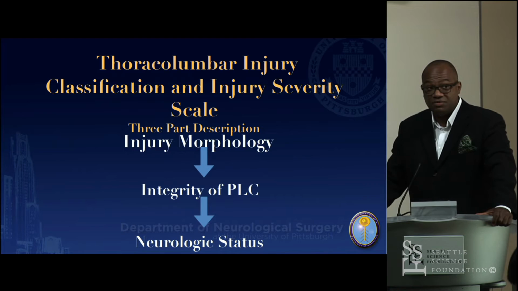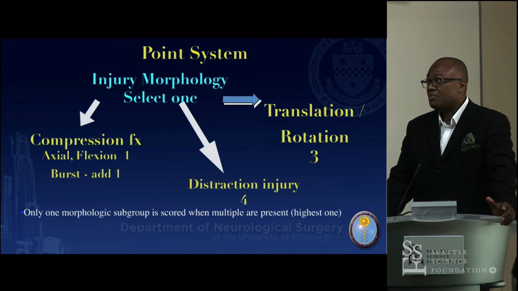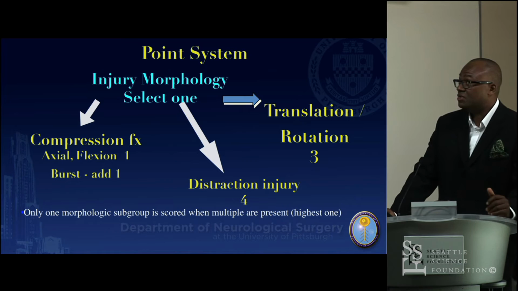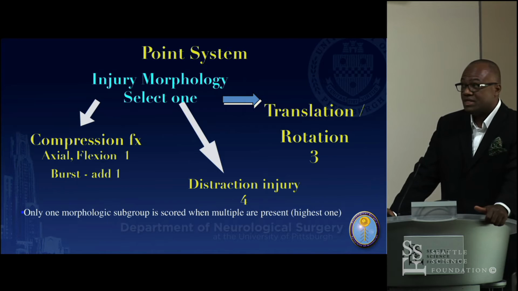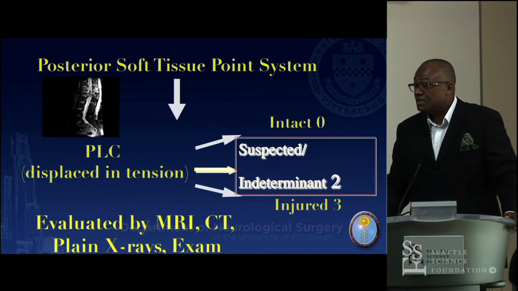So this system, as you all know, has a point system given to the injury morphology, where you can have a compression versus rotational versus distraction injury. And you only pick the morphologic subgroup that scored the highest. So if you have a compression fracture with translation, you go with the translation rotation, as opposed to giving a point for compression. And then you also look at the posterior soft tissue point system, which is evaluated by MRI, CT, or even plain x-ray, or even the exam. If the patient is a thin person with a splayed back, when you log roll them in the trauma bay, you kind of expect that, without palpation to increase their injury.